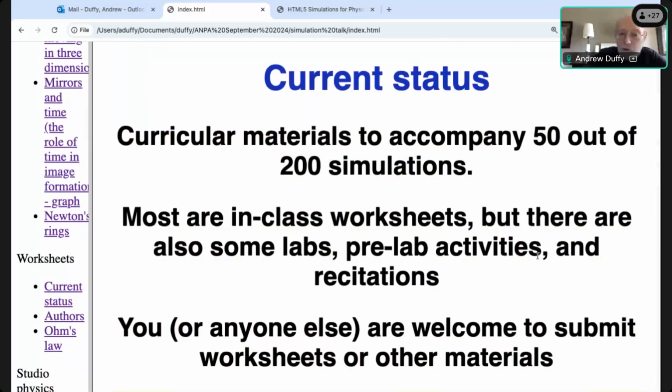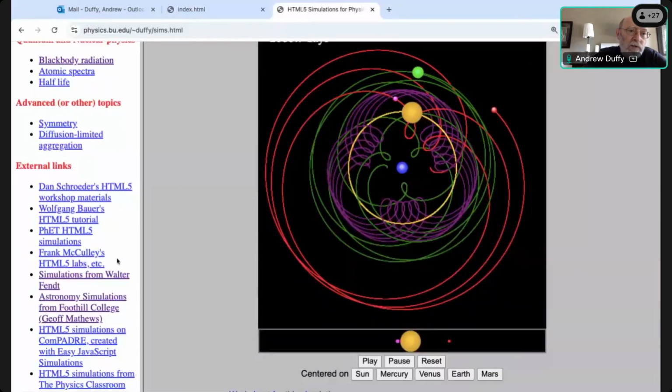And we're crowdsourcing this. So if you felt like you wanted to make a worksheet for one of our simulations, you are welcome to do that. And feel free to send it in, and I can post it on the site. And it's hard to tell which ones have worksheets.